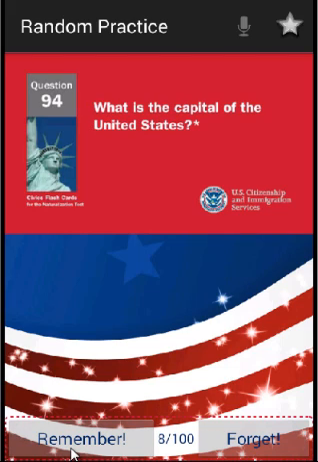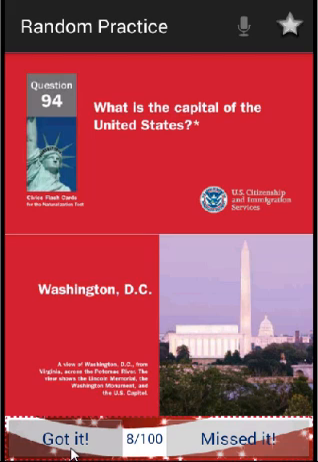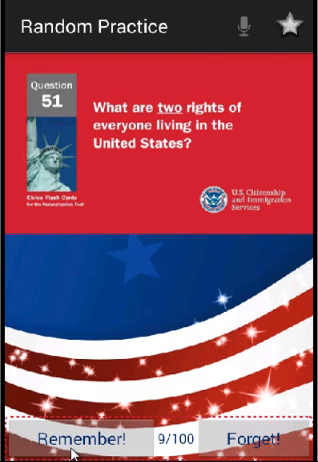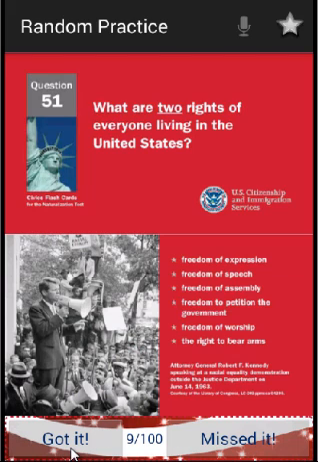What is the capital of the United States? Washington, D.C. What are 2 rights of everyone living in the United States? Freedom of expression. Freedom of speech. Freedom of assembly. Freedom to petition the government. Freedom of worship. The right to bear arms.